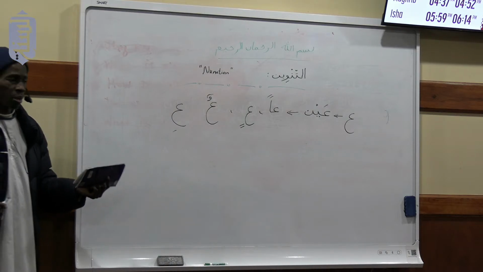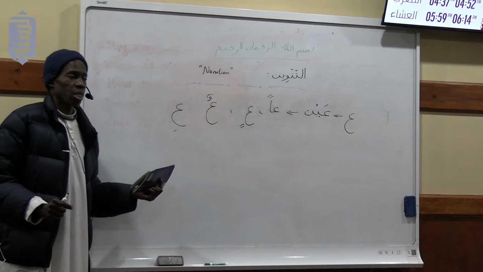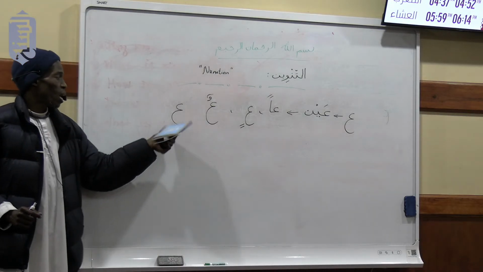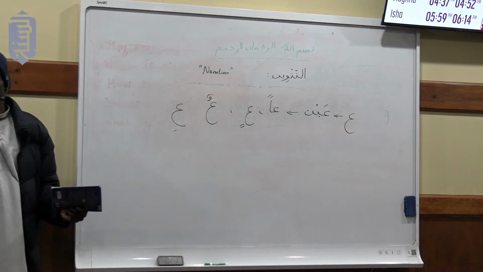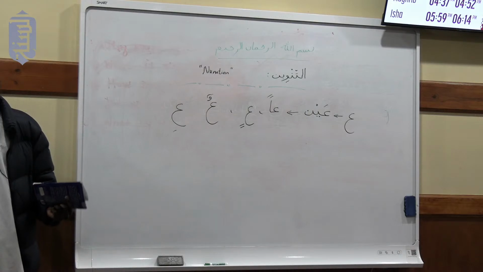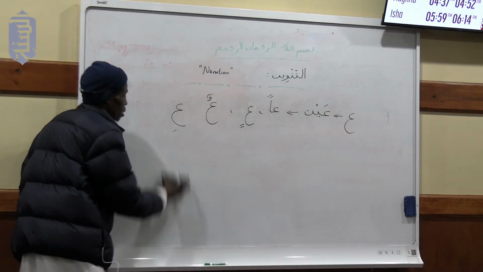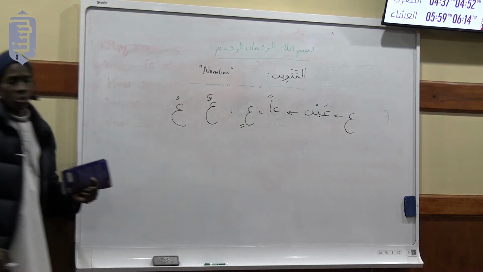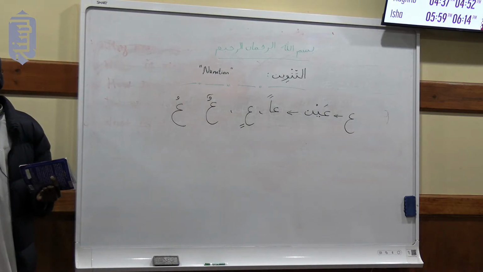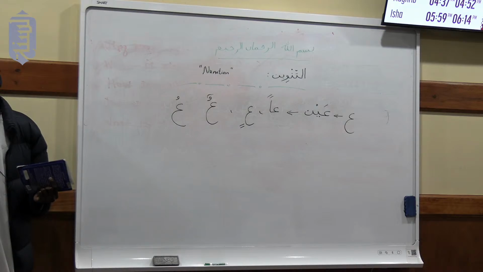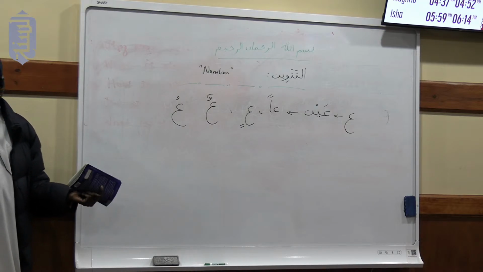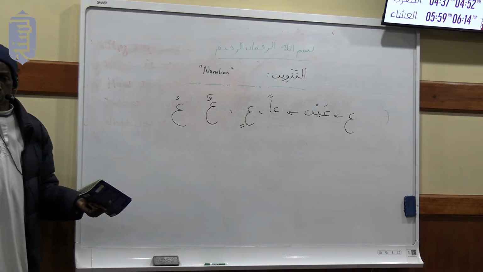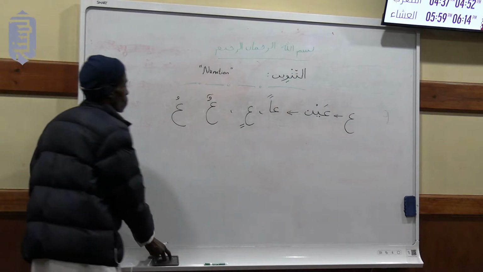In the famous surah, وَمَا أَدْرَكَ مَا عِلِّيُّونَ. So, ayn, when it has a kasra, is pronounced i. Ayn, when it has a dhamma, is pronounced like the famous name Omar or Uthman.